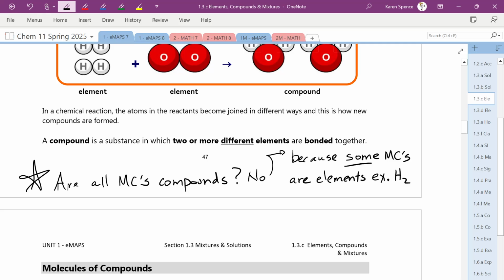Why did I put a star beside that? Because I love to ask this question on tests. Love it. One of my favorite questions. The other one is, are all compounds molecules? That's my other favorite question. We'll get to that one soon. Okay.